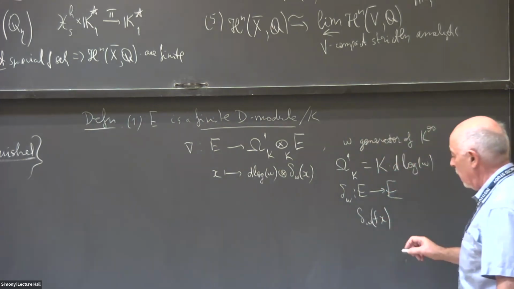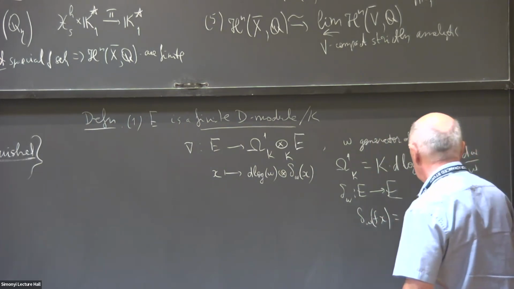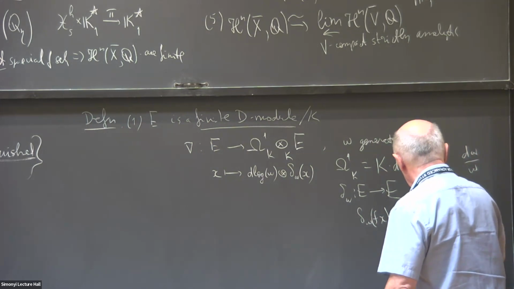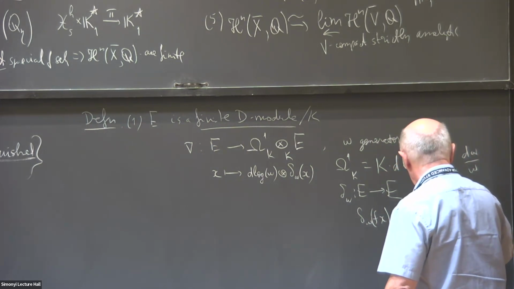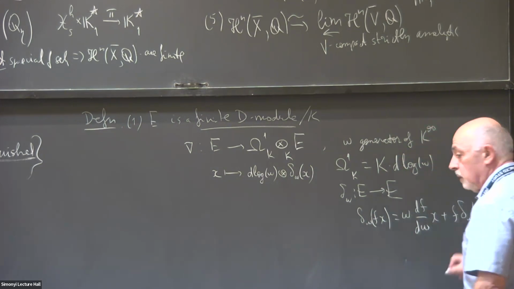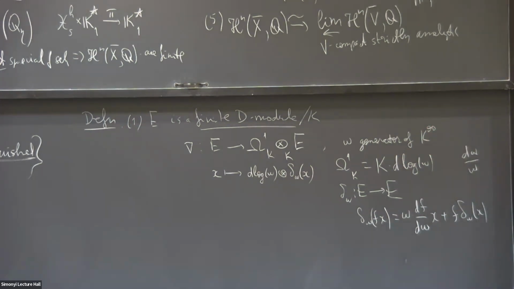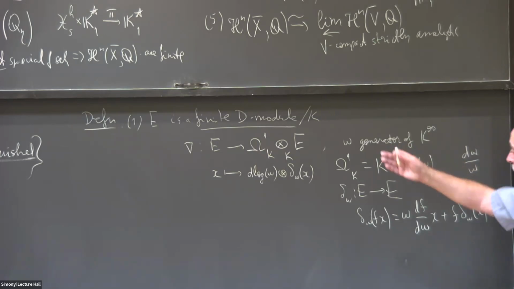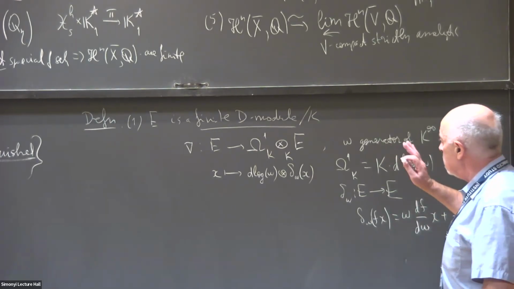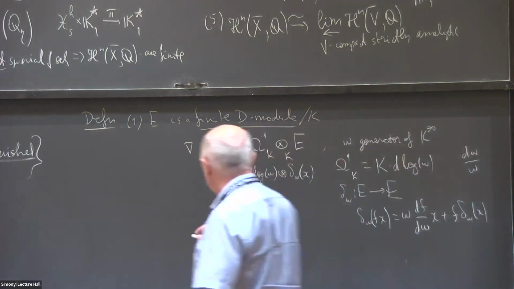If F is an element of K, then ϖ times dF plus d(ϖ) X plus F is a derivation. And so to define a connection is the same as to define ϖ. Okay, and so it's a D-module over K.